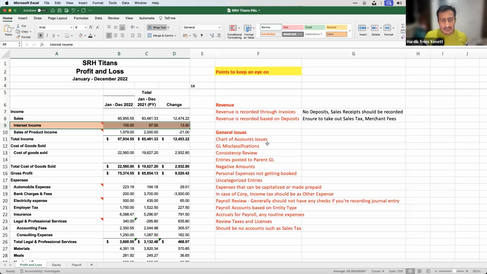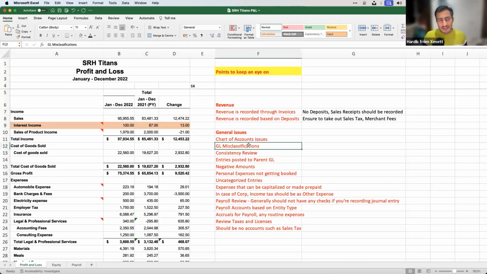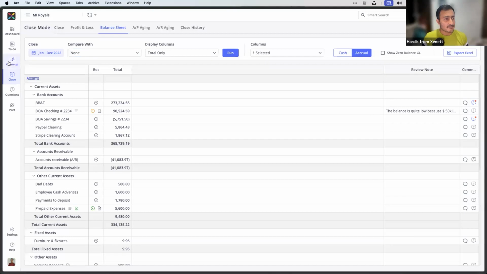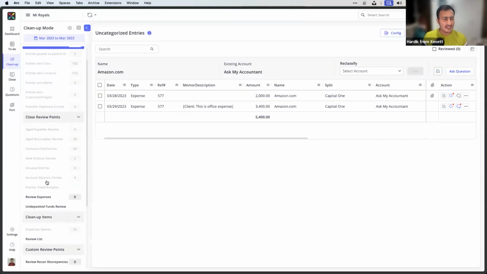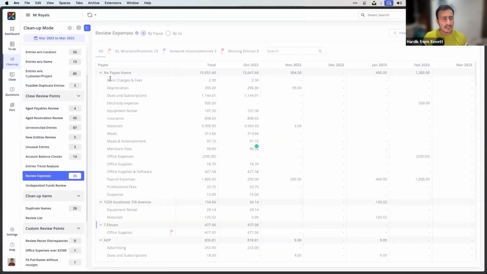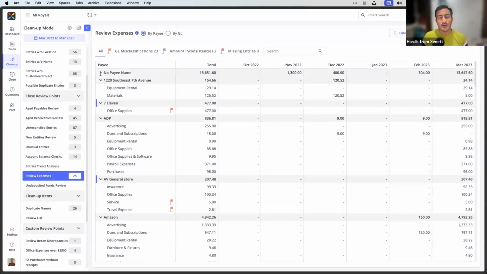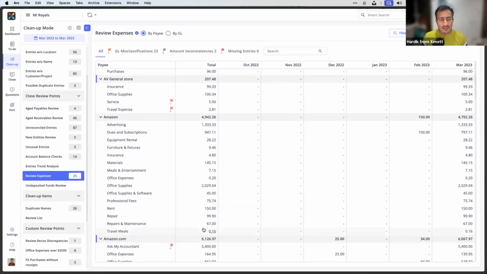A third thing is the GL misclassification. Now, GL misclassification is when some transactions got posted incorrectly to some other account. So the best way I generally use is this report called review expenses, which is pretty nice, because typically what we do is go into one account and then look at the long list of transactions and try to find out if something is miscoded. So instead, I quickly look at this report. It says review expenses by vendor. So I simply scroll down and see if something is miscoded.